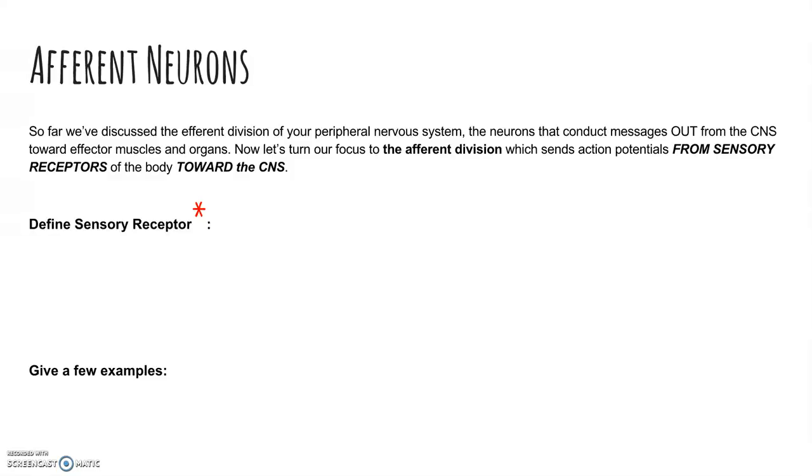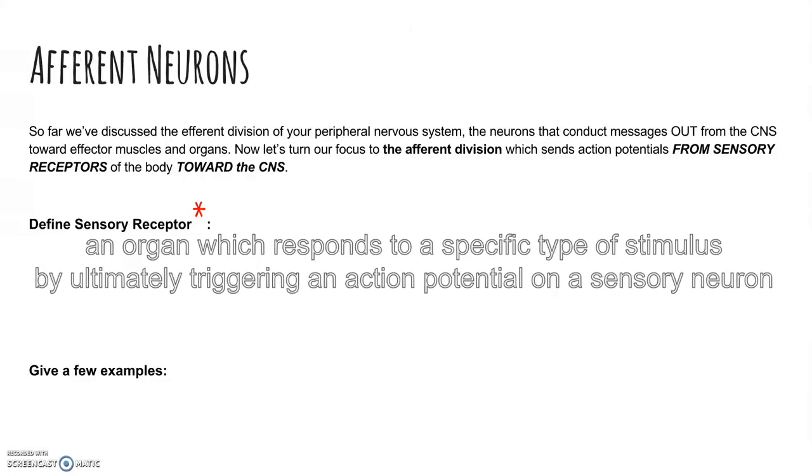So first let's define sensory receptor. A sensory receptor is an organ which responds to a specific type of stimulus by ultimately triggering an action potential on a sensory neuron. That sounds like a lot. Notice there's a star there, so write down that definition, but I really wish you'd put it in your own words. So let's think about that. A sensory receptor is an organ or something in your body that responds to stimulus by causing an action potential to travel on a sensory neuron.